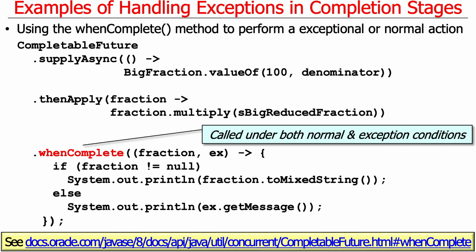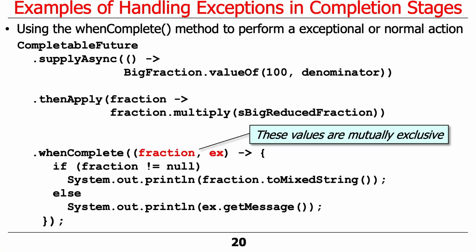The third and final thing we're going to look at here is really just to show how this works. This is not actually a useful solution, as we'll see. In this case, we're going to call supplyAsync, which may or may not throw an exception. Then apply will be called if there's no exception. And whenComplete will always be called, whether an exception occurs or not. Much like handle, whenComplete is passed 2 parameters: the fraction if all is well, and the ex if it's not. I think that's, again, a BiConsumer.